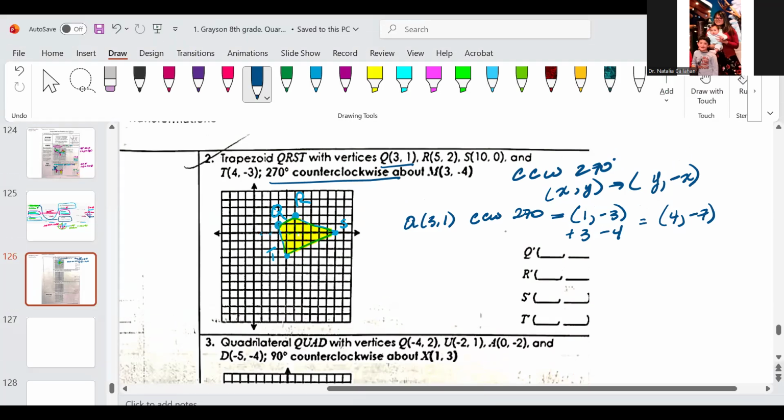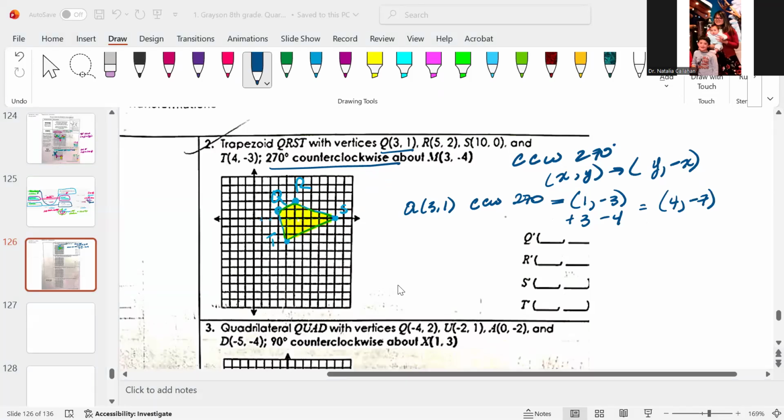We should not be adding that. That doesn't look correct. So the point 3, 1, center of rotation is 3, negative 4, correct? So we have to subtract first. Subtract M from Q. So 3 minus 3 is 0, correct? 1 minus negative 4 is 5, correct? And the reason we subtract that is so that we go back to the origin, okay? So you translate it, so M becomes the origin. So you have 0, 5, correct?